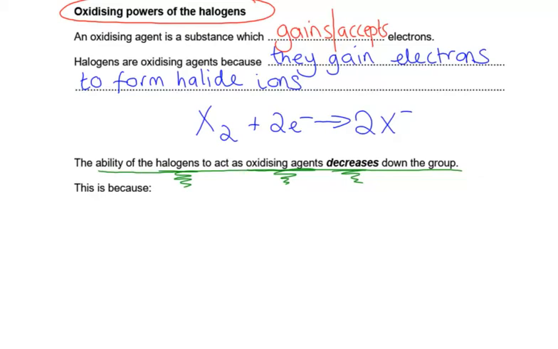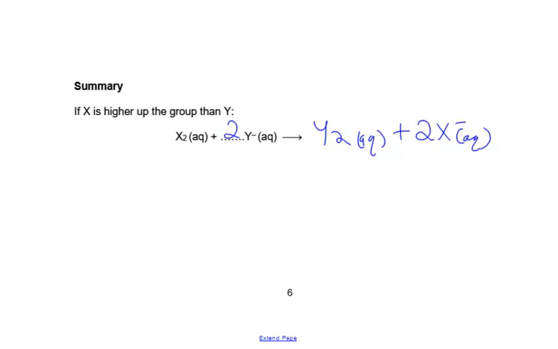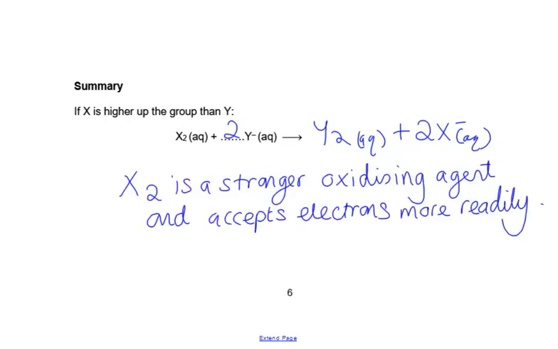And thinking about what we know about the electrons as we go down the group, we can then explain this. As you go down a group, remember there are more shells, more shielding, therefore the attraction between the nucleus and the electron being gained is less, so therefore it's less able to act as an oxidising agent. So in summary, where X or Y are your halogens, we have X2 and halide ion Y. If this displacement occurs, then X2 here must be a stronger oxidising agent, it accepts the electrons more readily, and a displacement occurs.